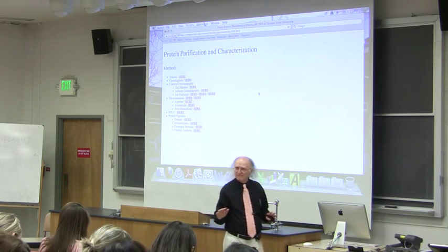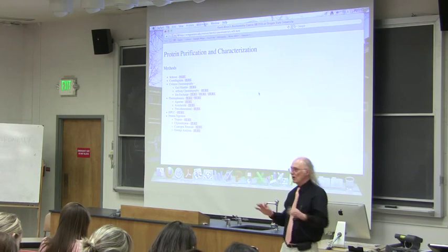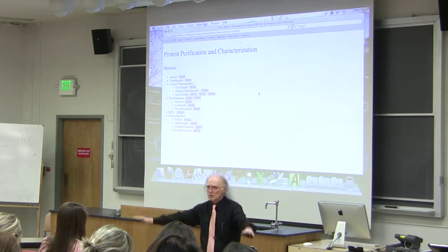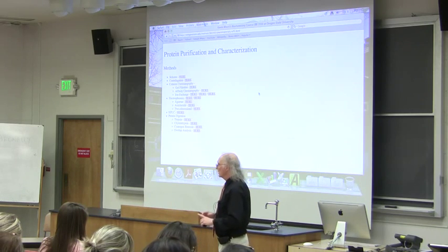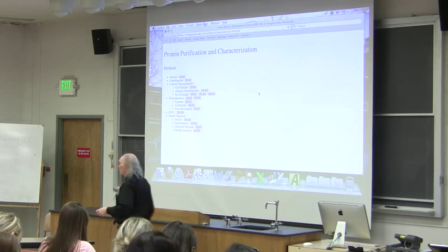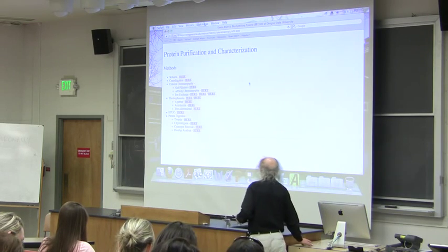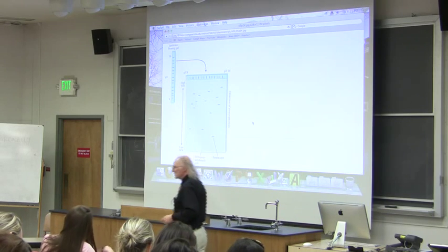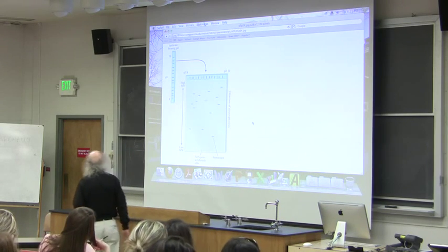You with me? The two dimensions: our first dimension was separated by charge. The second dimension was going through the gel, running on size. Now, what I get when I do that is something really amazing. This is a simplified diagram of what's actually there.